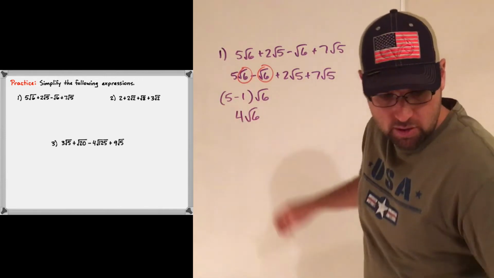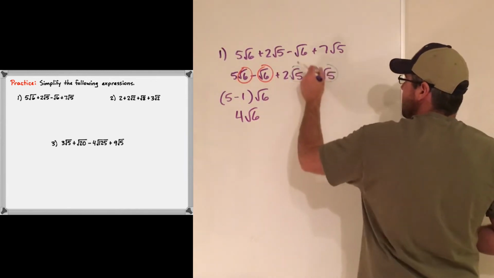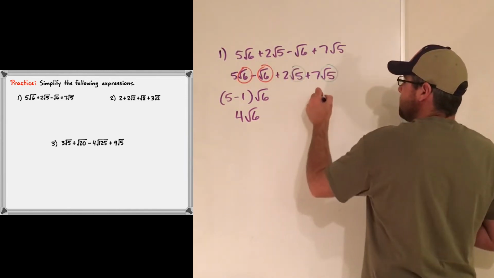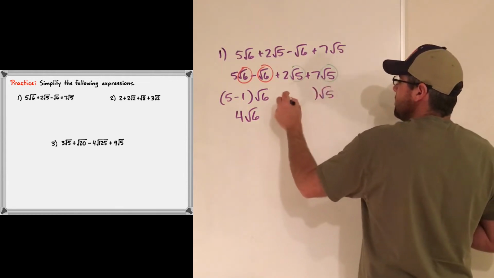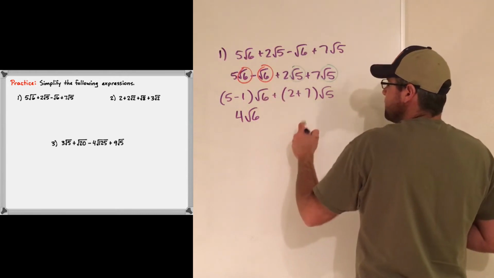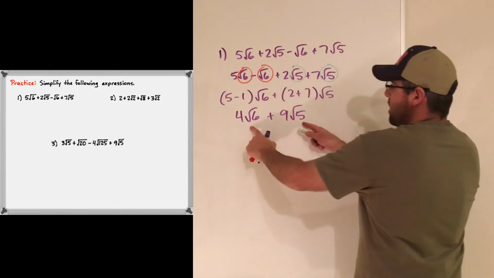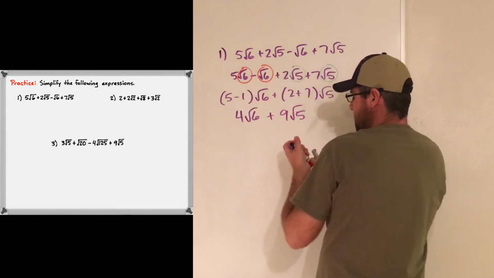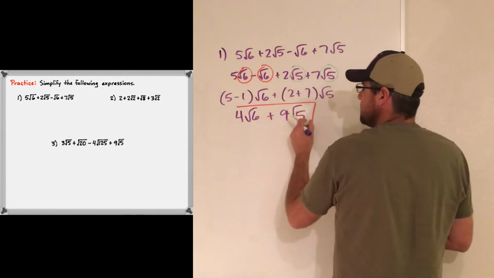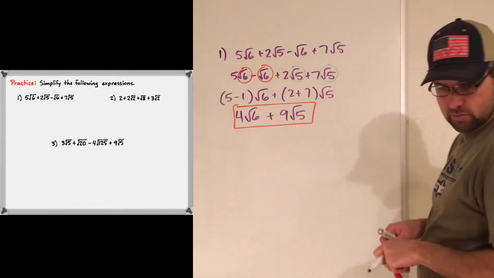For this one, let me go ahead and get a different color here. I've got radical 5s that go together. And so I'm left with radical 5 on the outside with a 2 plus 7 on the inside. Adding those, that'd be 9 radical 5. And those are not like terms because the radicals are not the same. So that is my final answer. Okay, so that's number 1 there.